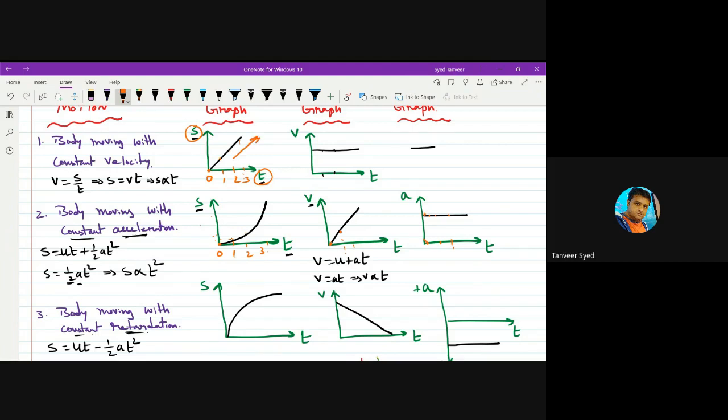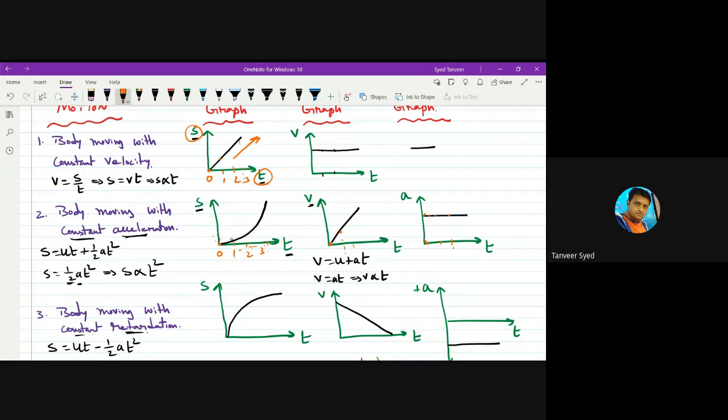Linearly means if time increases by 1 second, displacement, let us say, increases by 2 meter. Another 1 second, another 2 meter. Another 1 second, another 2 meter. But here, if time increases by 1 second, displacement increases by 2 meter. Another second, displacement increases by 4 meter. Another second, by 8 meter. Another second, by 9 meter, like that. This is a non-linear graph.